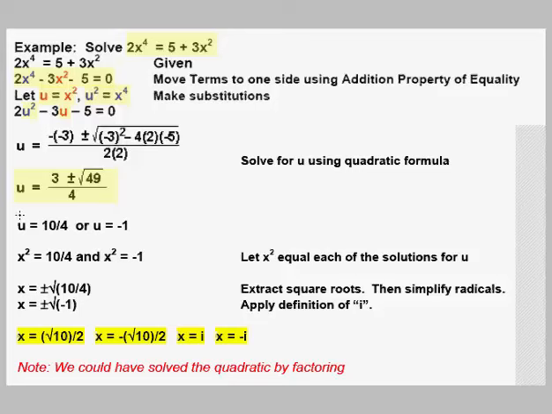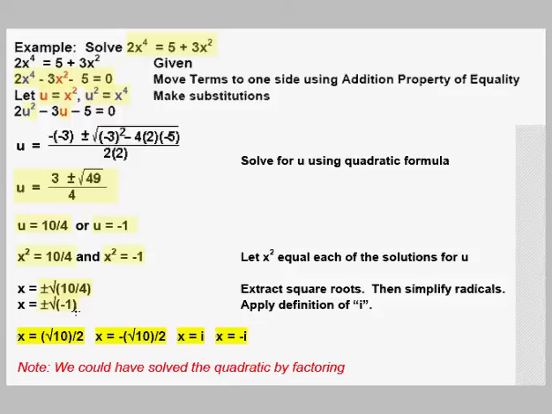We can evaluate each of these solutions. u equals 10/4, by replacing the square root of 49 with 7, or u equals negative 1. Then we let each of these solutions equal x squared. So we get x squared equals 10/4 and x squared equals negative 1. We then extract square roots in each case, and we get two answers each: plus or minus the square root of 10/4 and also plus or minus the square root of negative 1.